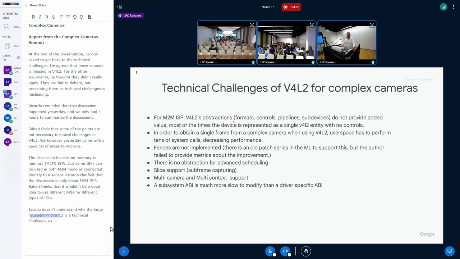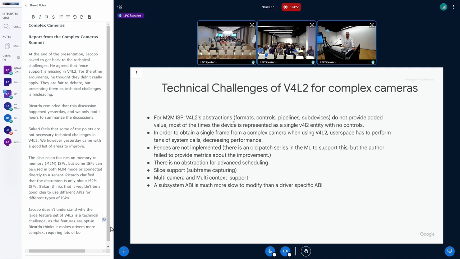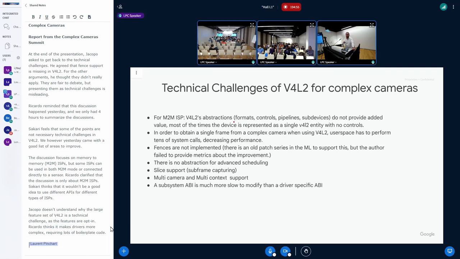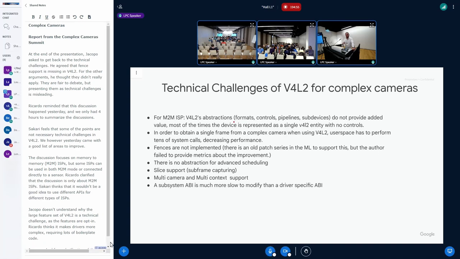And while we disagree on that, could you maybe expand the last point? Because with that one, I really had trouble understanding. Subsystem ABI, you mean that if you make a modification to Video for Linux, you have to modify the whole subsystem, I presume? I'm not saying that. I'm saying that, let's say we need to implement a new feature because a specific ISP has a specific feature. If you want to do that in Video for Linux, you need to modify that in the core, right? It depends.